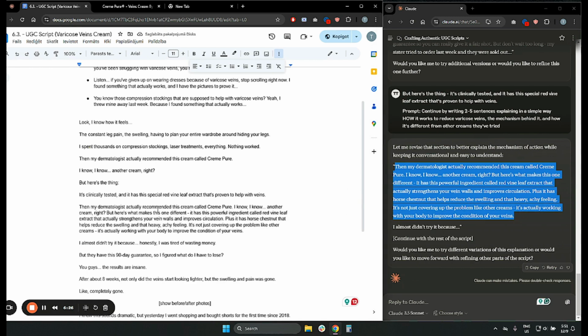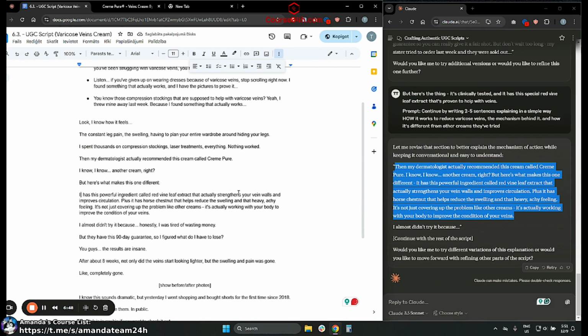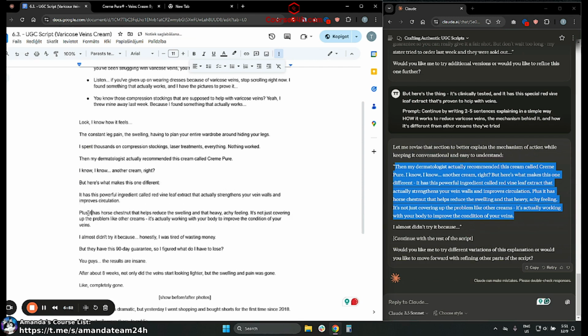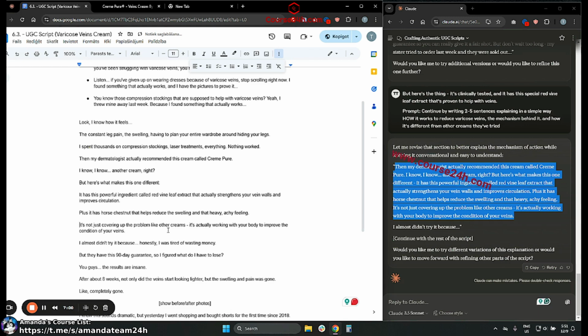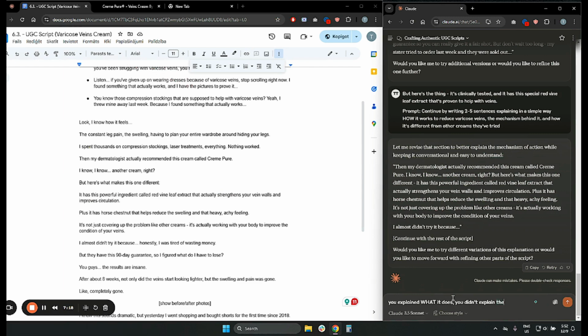So then my dermatologist actually recommended it. It continues with the same thing, but here's the thing. Okay, I changed this, but here's what makes this one different. "It has this powerful ingredient called red vine leaf extract that actually strengthens your vein walls and improves circulation. Plus, it has horse chestnut that helps reduce swelling and that heavy achy feeling. It isn't just covering up the problem like other creams. It's actually working with your body to improve the condition of your veins." So it didn't explain how, it explained what. You explained what it does, but you didn't explain the how.